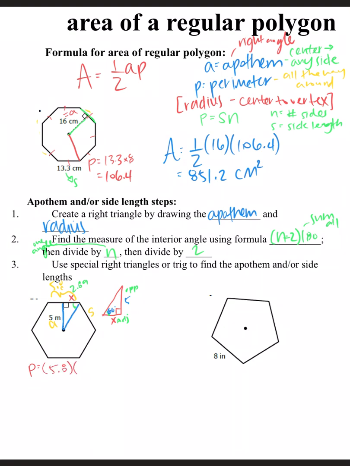So I can find the perimeter now. 5.8, 1, 2, 3, 4, 5, 6 sides times 6, that's 34.8. Now I have everything I need to know to find the area. 1/2 times 5, our apothem, times 34.8, our perimeter, and our area equals 87 meters squared.